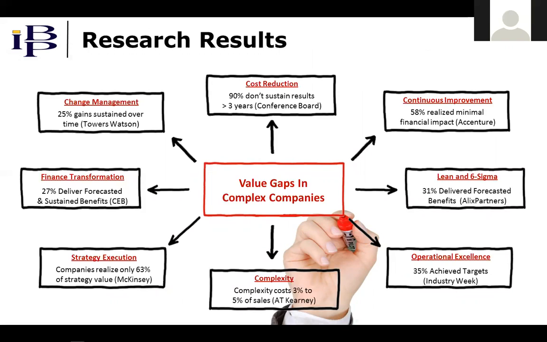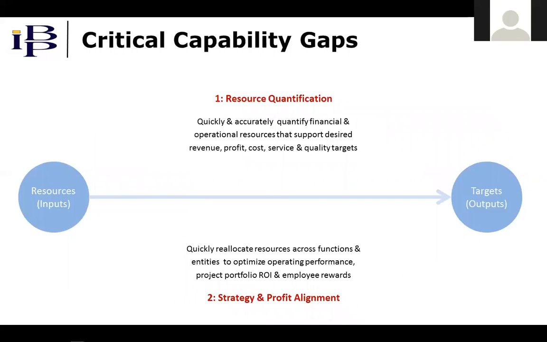Basically, what's common to all these different shortfalls is really one thing, and that's the inability to connect resources to targets, or inputs and outputs. And underlying all that are two critical capability gaps: the ability to quantify resources, and that means the ability to quickly and accurately quantify financial and operational resources that support desired revenue, profit, cost, service, and quality targets. And the second key capability gap is the ability to quickly reallocate resources across functions and entities to optimize operating performance, project portfolio, ROI, and employee rewards.